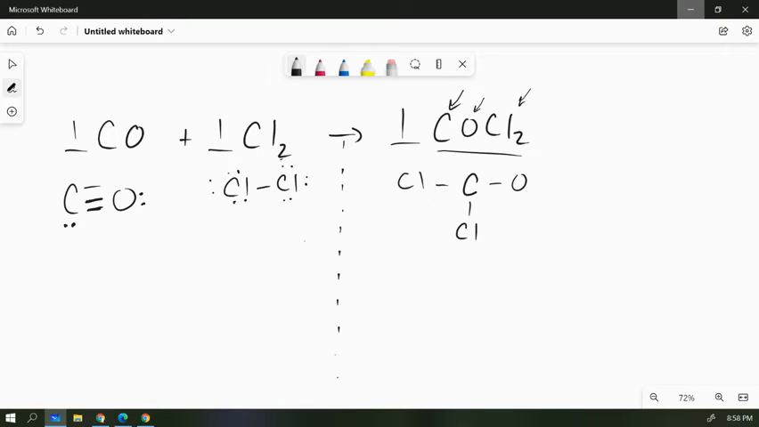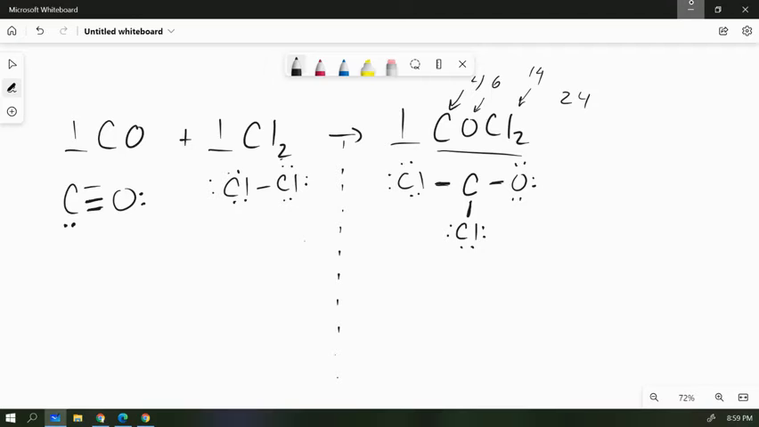Now we need to count up our valence electrons. Carbon has 4, oxygen has 6, that's 10. Each chlorine has 7, that's 14. So 10 plus 14 is 24. In the bonds, we already have 2, 4, 6, 8, 10, 12, 14, 16, 18, 20, 22, 24. Now do a quick check. Do any of the atoms not have 8 valence electrons? If you said carbon, you are correct. It only has 6, 2, 4, 6. So we need to share a pair.